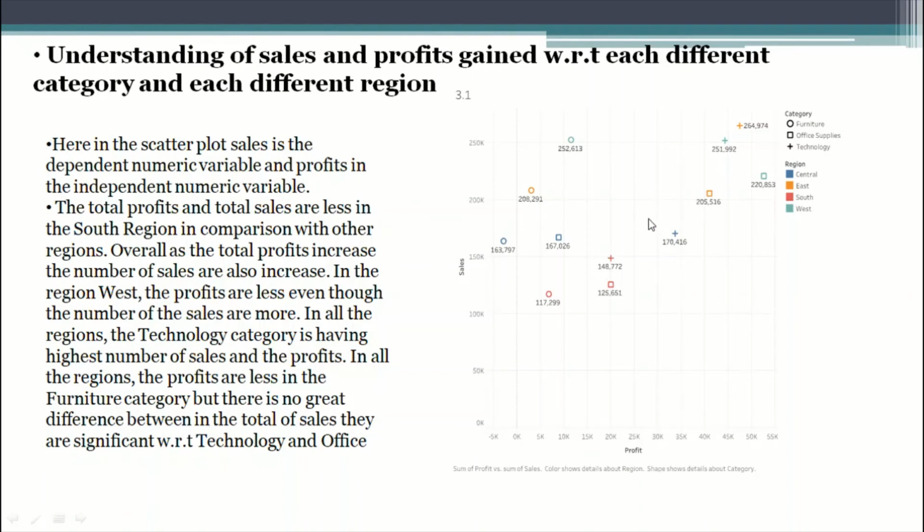And if you see here, the technology category is having a larger number of sales and also a larger number of profits. And if you observe here, the number of sales are also significant, but still the profit is negative in the central region and furniture category. And in most of all the regions, technology is having the highest number of sales, and even profit is also very high compared to other categories.